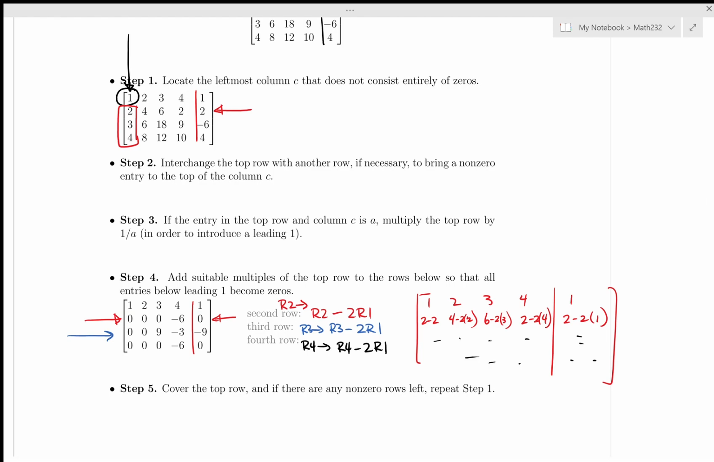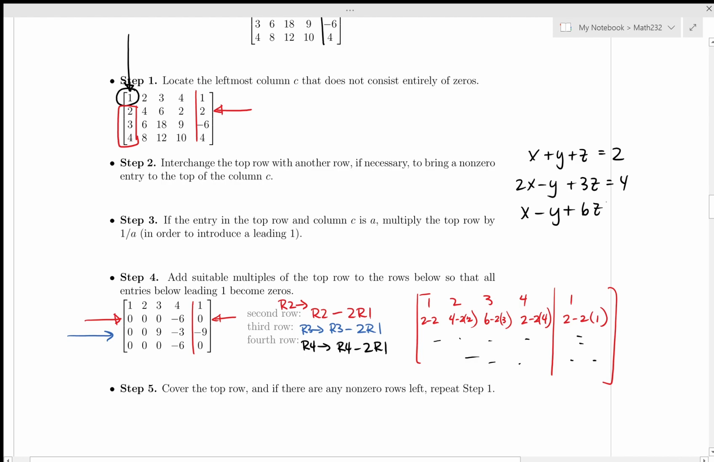So let's just consider a different example. Imagine I have some system of equations that look like this: x plus y plus z equals 2, 2x minus y plus 3z equals 4, and I don't know, doesn't matter. x minus y plus 6z equals 2. Okay, that's a system of linear equations, which I could represent with an augmented matrix. Now, we would be sort of thinking of this as row 1, right? Row 2 and row 3 in our augmented matrix, if we were to put this into an augmented matrix.